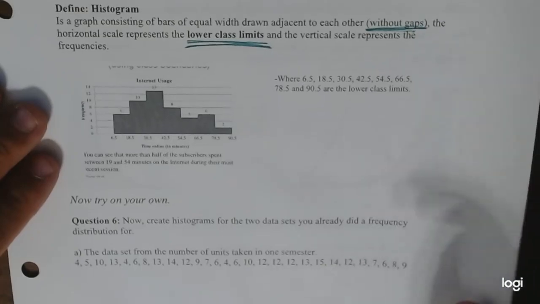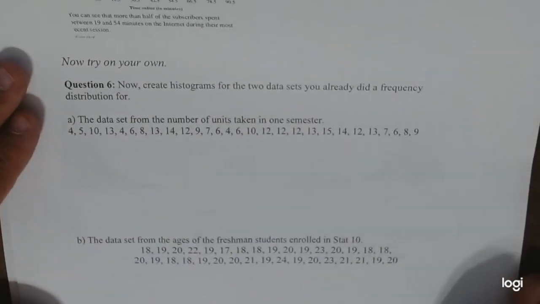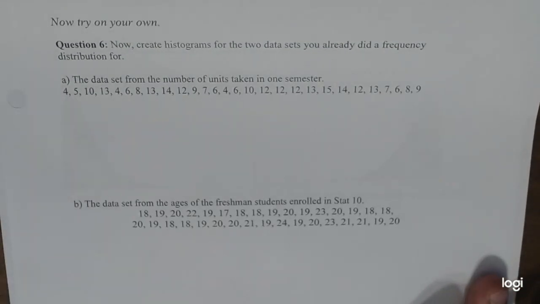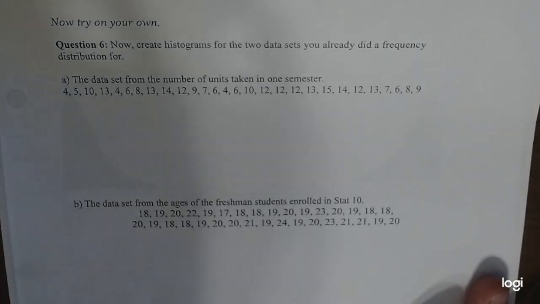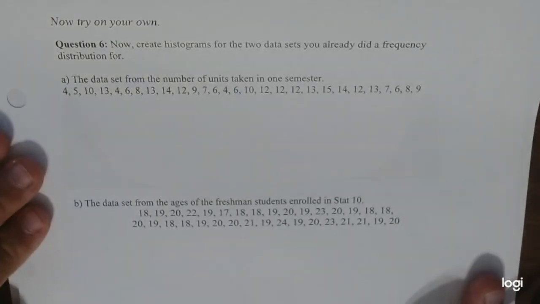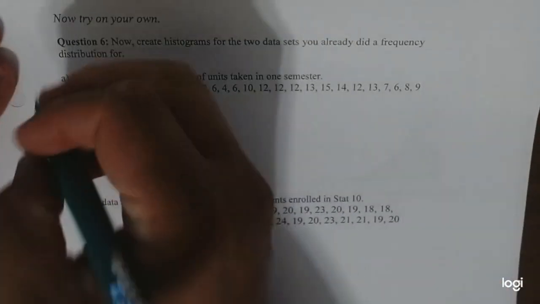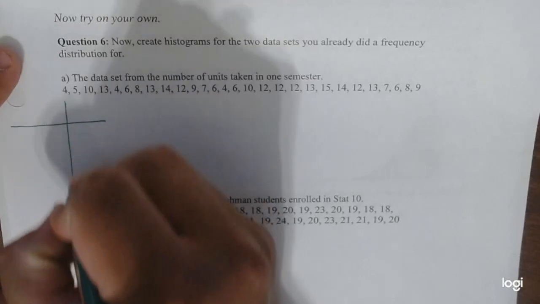Okay, so let's try one out so you can see how this will work out. Number 6 says, now create a histogram for the 2 data sets we did earlier. So we already did this frequency distribution. Let's just quickly go back to the frequencies we did last section. Hopefully you guys have your workbooks and you just pop those out. I'll pop them out here for myself as well. So the first one is the units one. Now we want to create a histogram based off that, so I'll just quickly draw it over here.